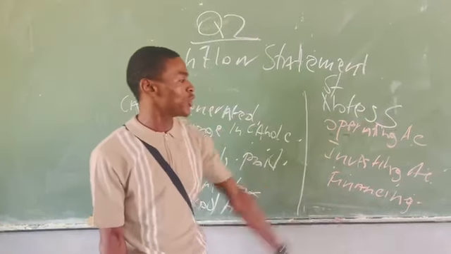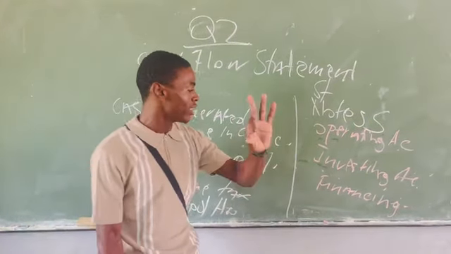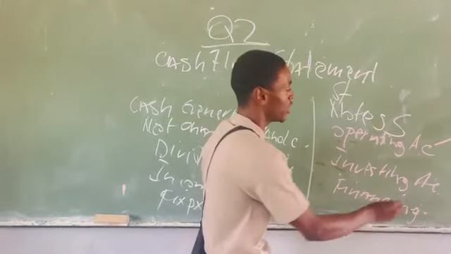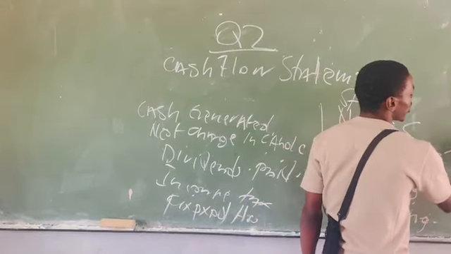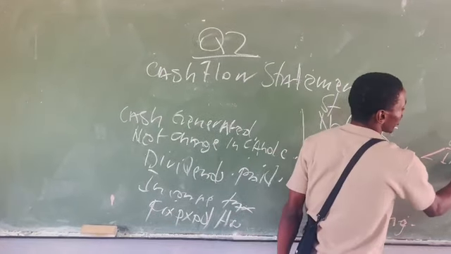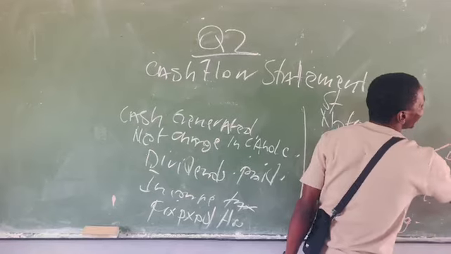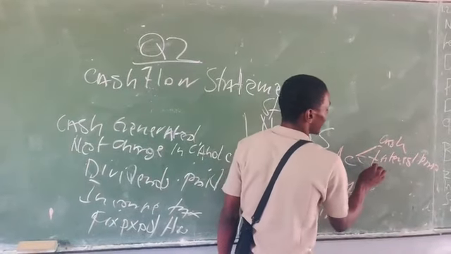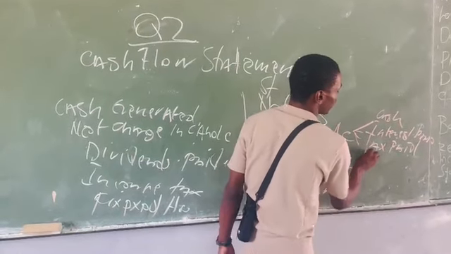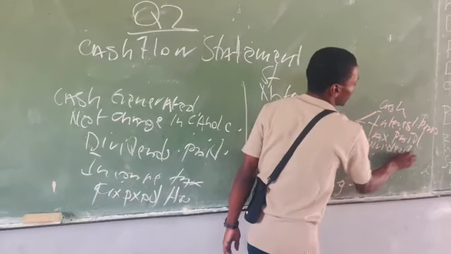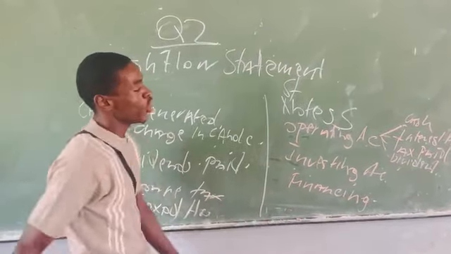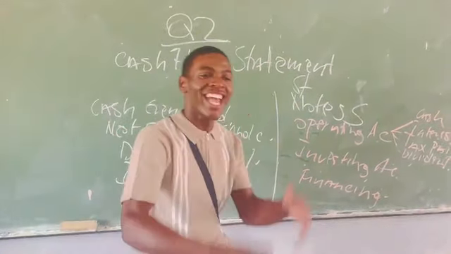Under operating activities, what are the things which fall there? We have note number 1 of the cash flow, which is cash generated. Number 2, we have interest paid. We have taxation paid. Lastly, we have dividends paid. These are the 4 things which you can find on your cash flow statement under operating activities.